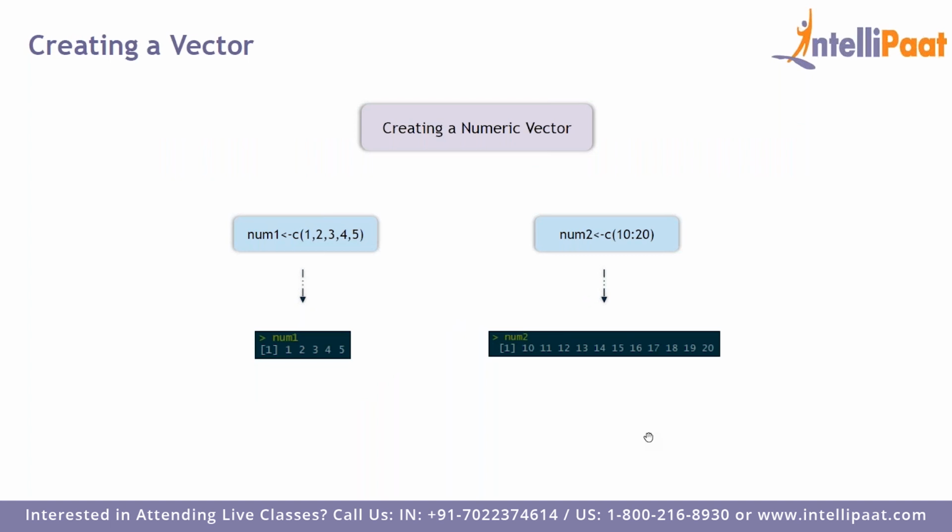C is the function. If you want to create a numeric vector, you just say C and then 1, comma 2, comma 3, comma 4, comma 5. This means every element separated by a comma is one element.